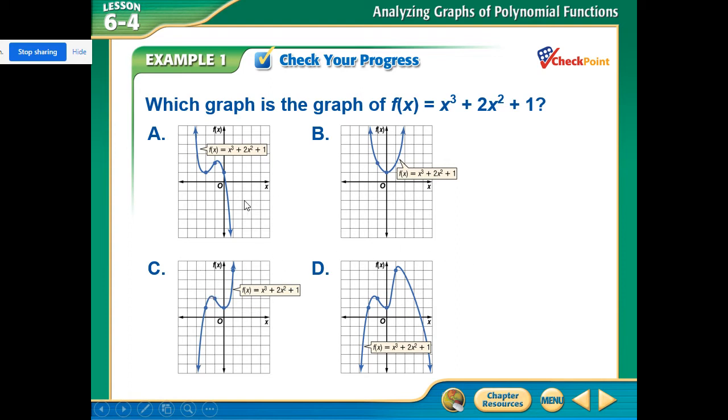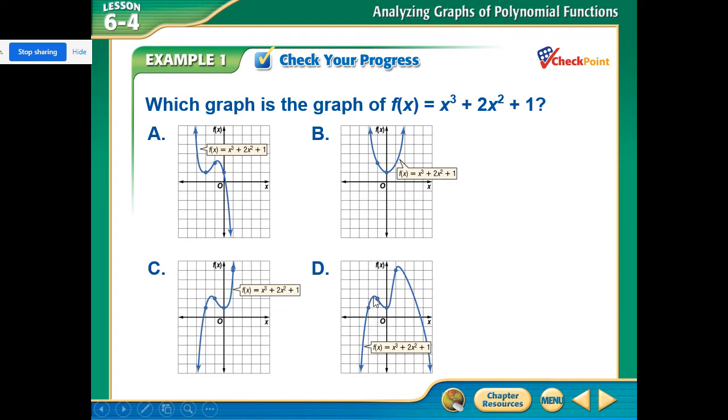Now, just looking at some of these other graphs, again, this would have a minimum here, a maximum there. It would only actually have 1 zero. The same thing, a maximum here, a minimum here, and only 1 zero. This one has 2 zeros here and here.